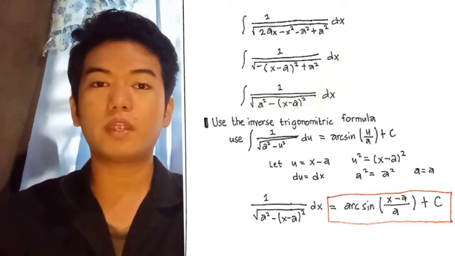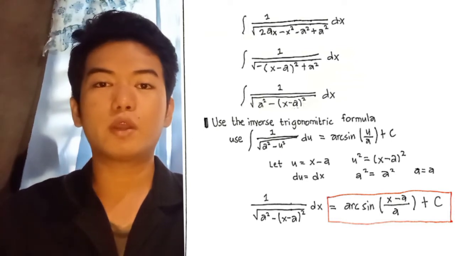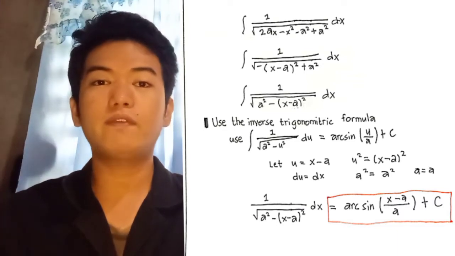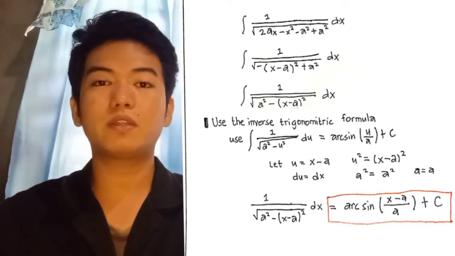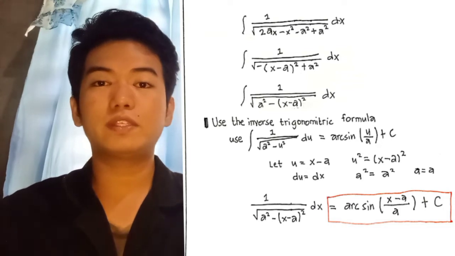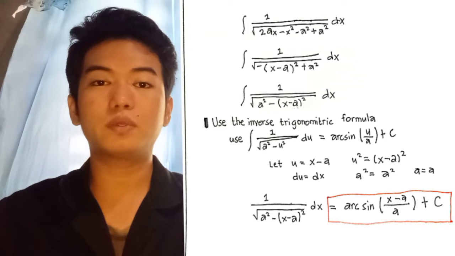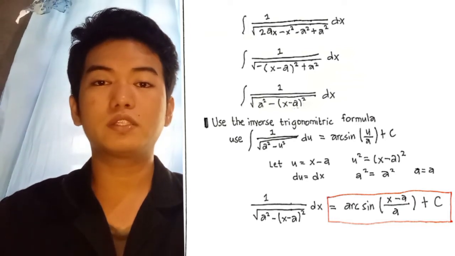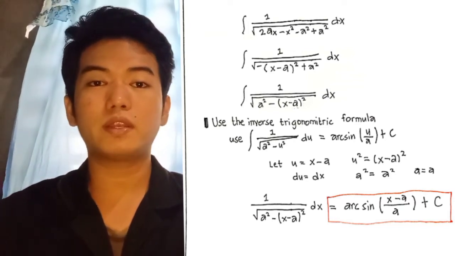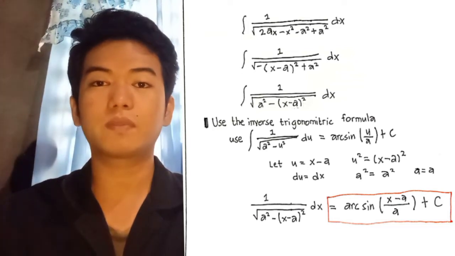Next, use a squared minus 2ab plus b squared equals (a minus b) squared to factor the expression. Reorder the terms to evaluate the integral of the expression. Now, we have the integral of 1 over square root of a squared minus (x minus a) squared dx. Now, we can use the inverse trigonometric functions formula. Since it has the radical sign, we will use the integral of 1 over square root of a squared minus u squared du is equal to arc sine u over a plus c.